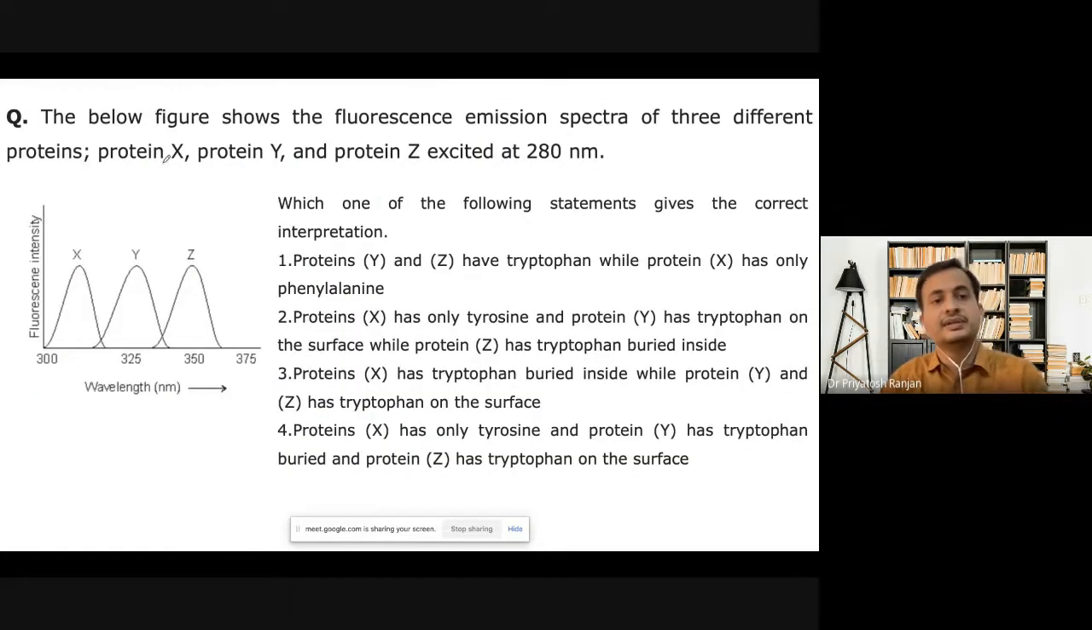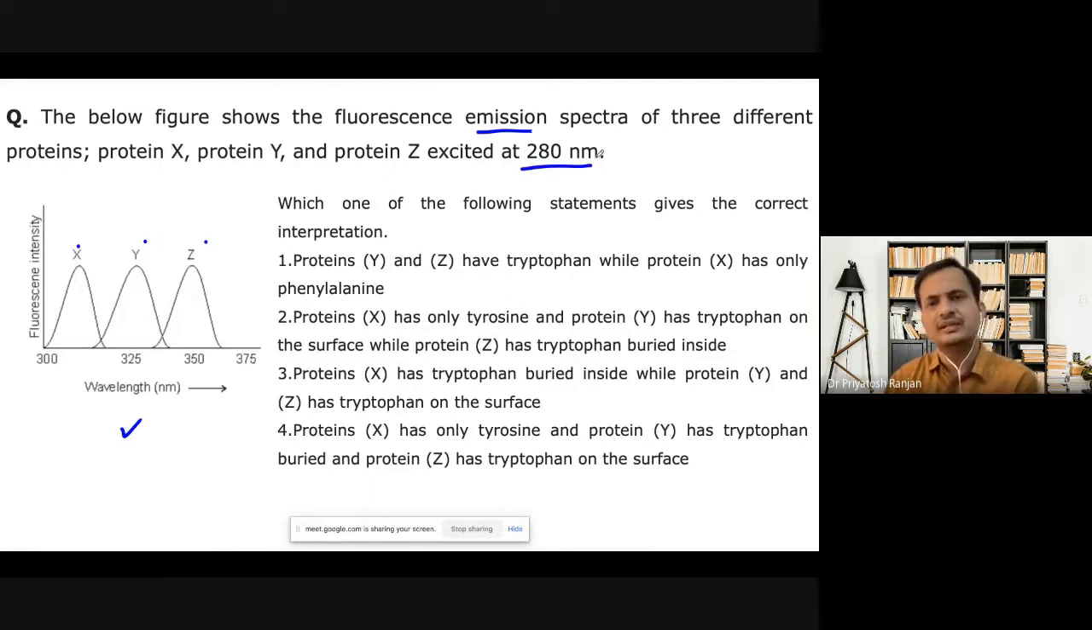Coming back to the second question, which is from fluorescence. The question is, the below figure shows the fluorescence emission spectra. So they have given emission, not the excitation. It's an emission spectra of 3 different proteins: protein X, protein Y, and protein Z. And these were excited at 280 nanometer.